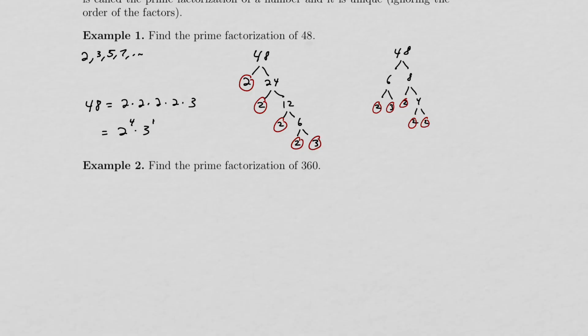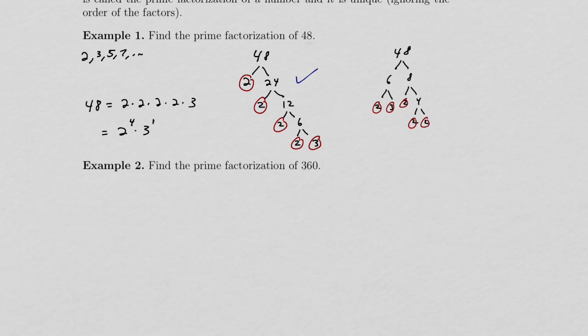This method is fine. I like this method better just because it's cleaner. Like sometimes when you use this method over here, it can get really messy just trying to find all those factors by branching off using the tree. So I tend to like this method better, but either one works.